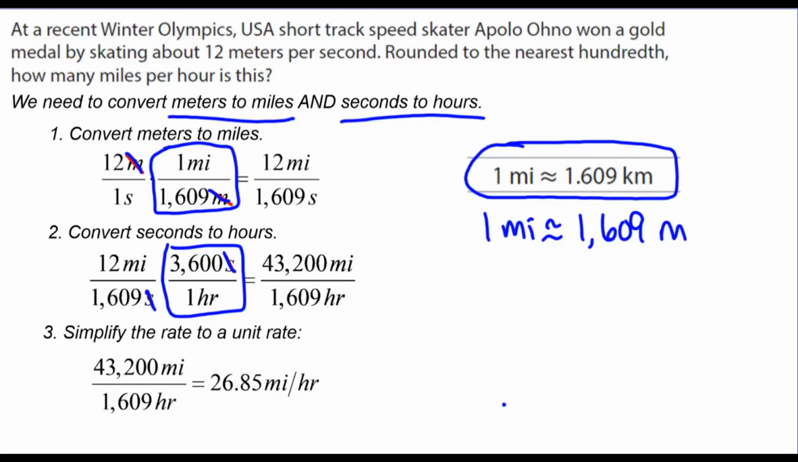That is not a unit rate. So in our final step, we have to convert that to a unit rate, top divided by bottom, or miles divided by hours, and you get about 26.85 miles per hour. It's a long process, but if you get the hang of using those unit conversion factors, it's really not that hard to do. You're just multiplying one rate times another rate a couple of times and then simplifying it to a unit rate.